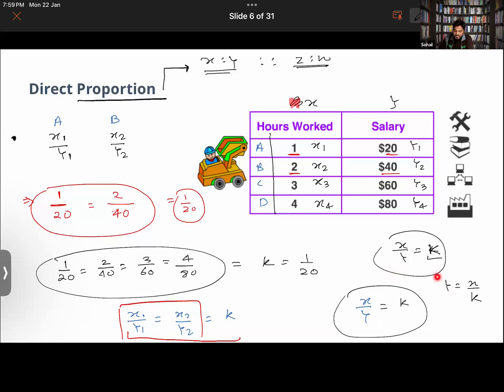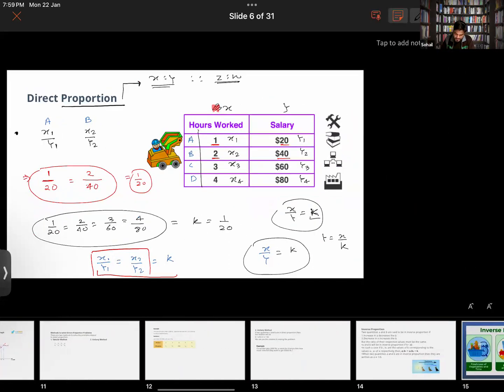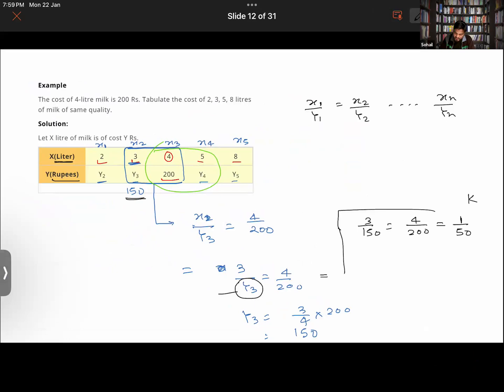Basically, if we have got the constant, and in the given question the value of x is given and we have to find the value of y, like what is y2, y3, y4 and y5, can't I just say that y is equal to x upon k? So let's say this one, y4. Can I say this is going to be 5 upon 50? 250. No, just a minute.